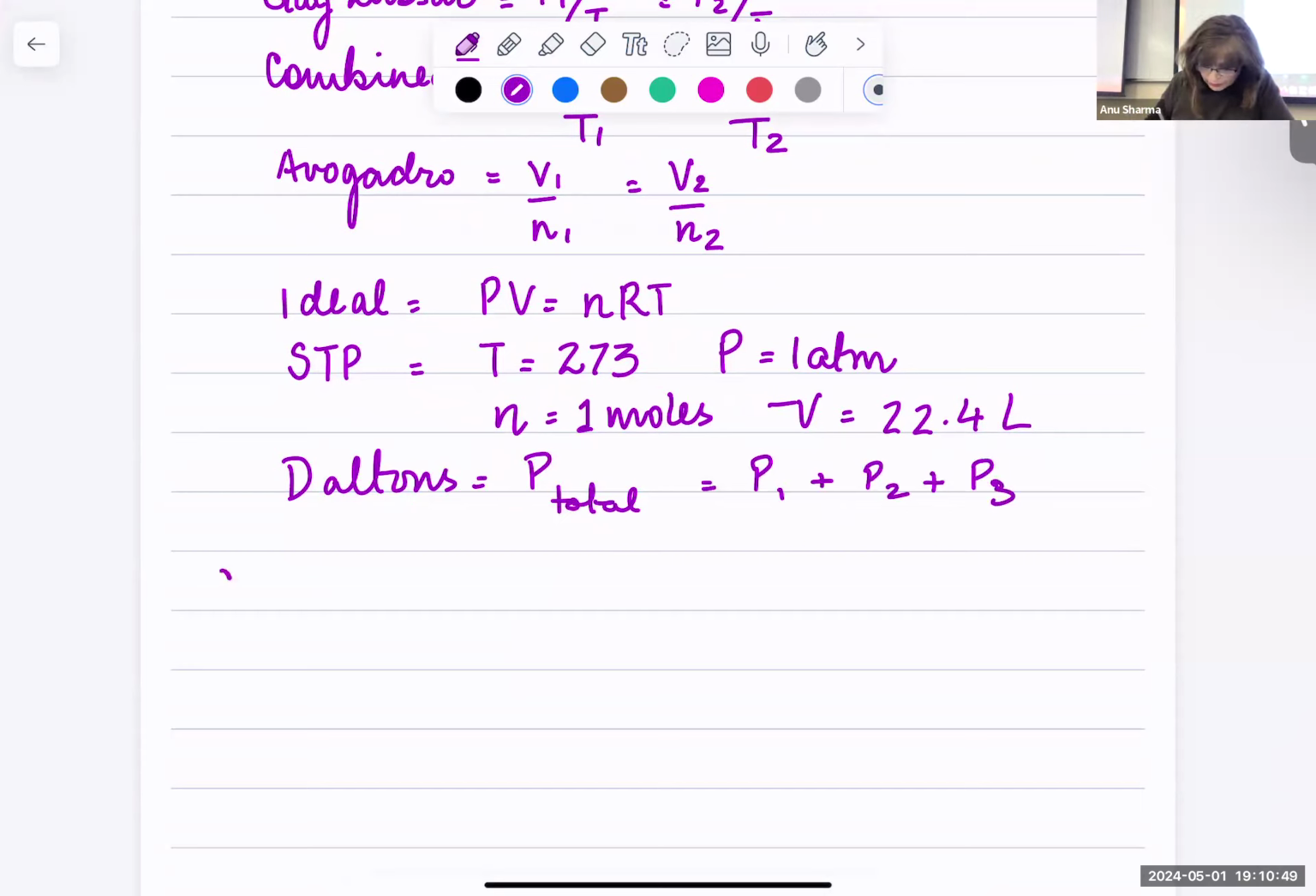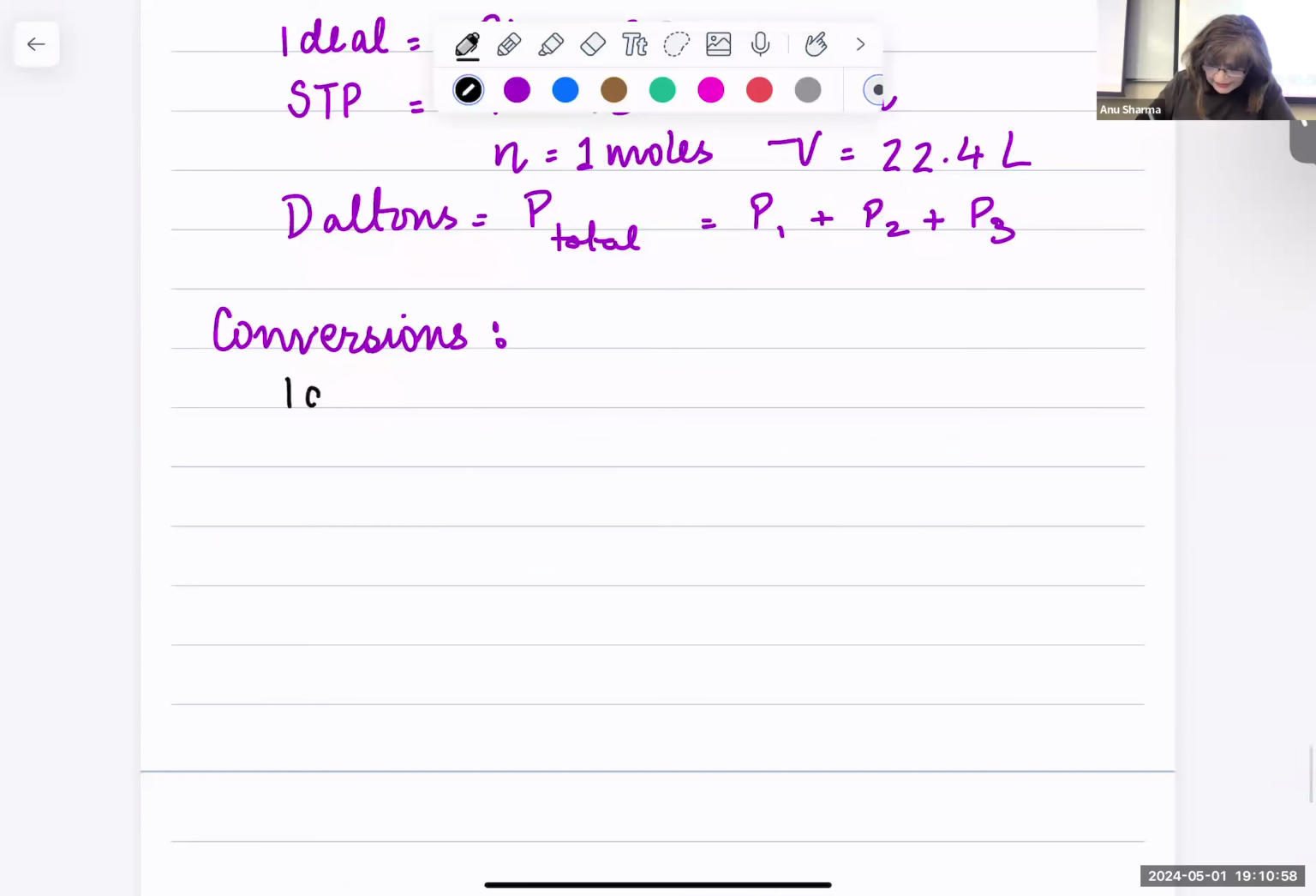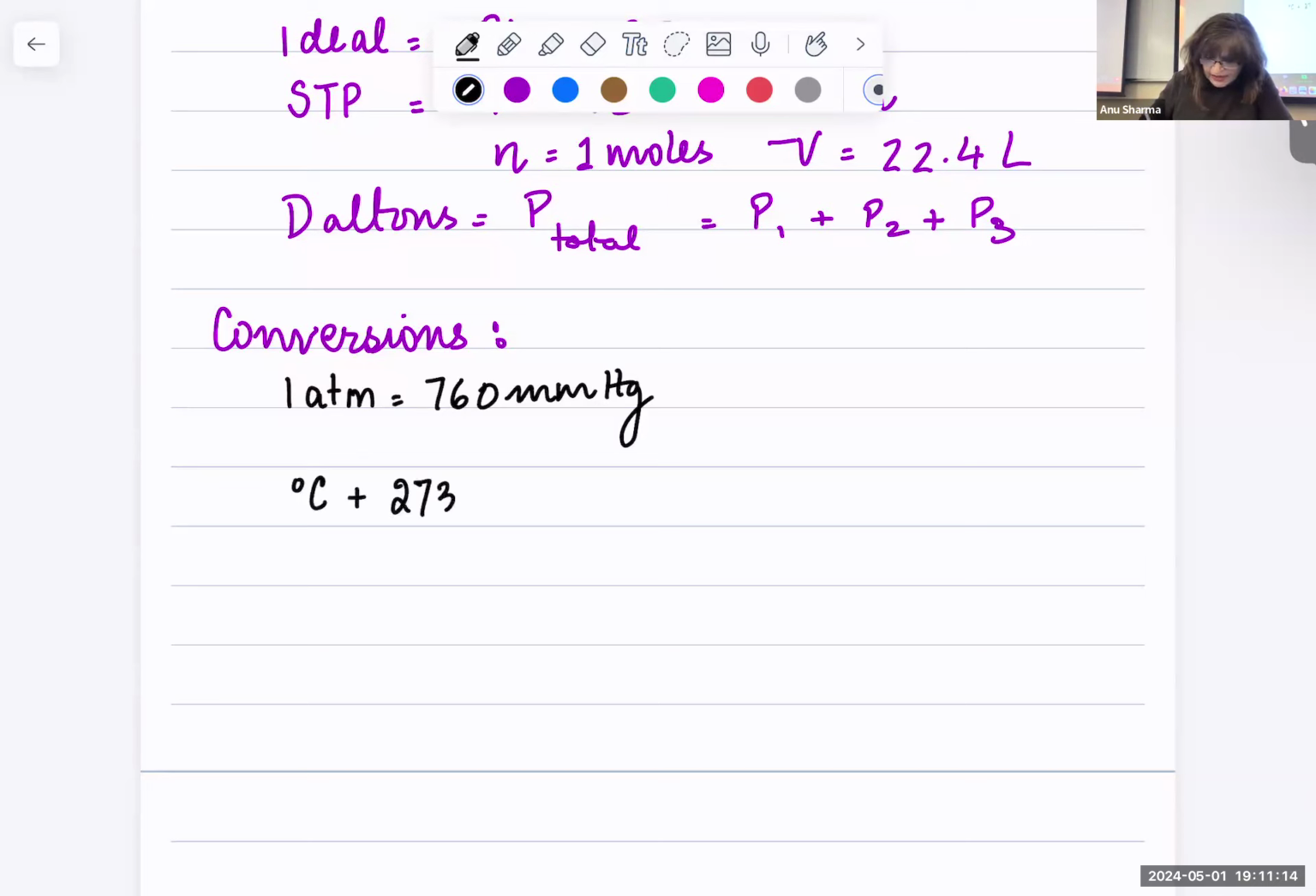Now, you should know the conversions. These are going to come. Very important. What are the conversions? 1 atm is equal to 760 millimeters of mercury. Most of the time, I only give these simple conversions, so you know the conversion factors from here. Another conversion is degrees Celsius plus 273, and that gives you the answer in Kelvin. Okay, this is one piece.